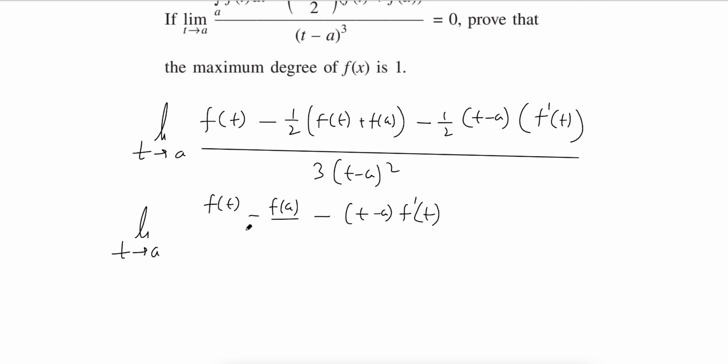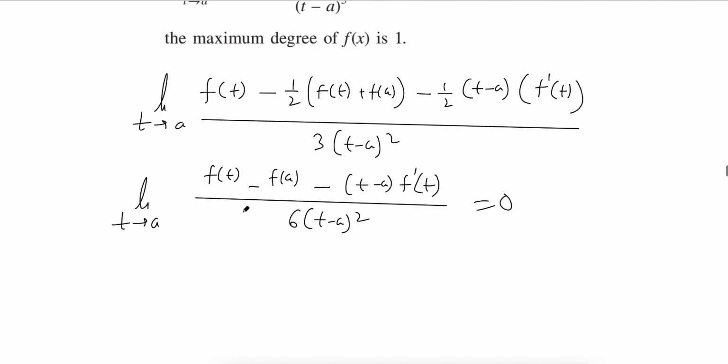Unnecessary, why should I write like this? By 6 (t minus a) whole square. Still the answer will be 0, because by applying L'Hospital rule, the limit answer does not change. Correct? Again we can see what is the form: f(a) minus f(a), 0 by 0 form. So again we can apply L'Hospital.